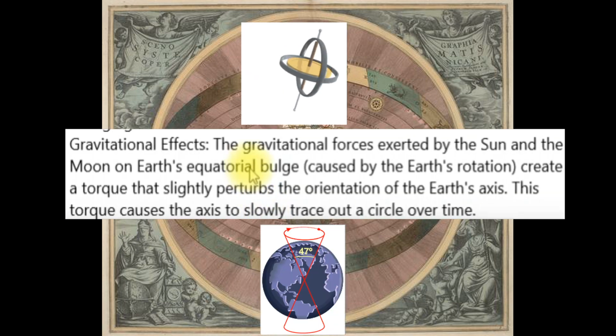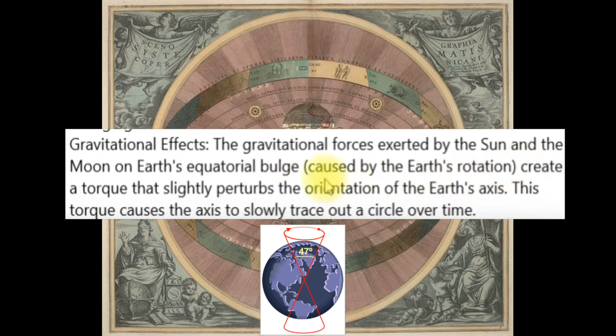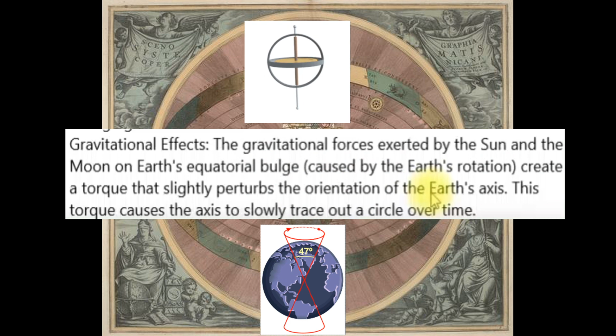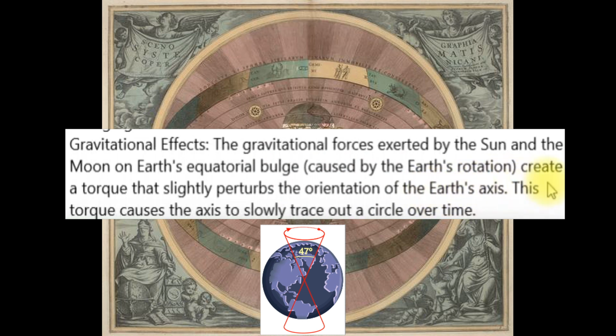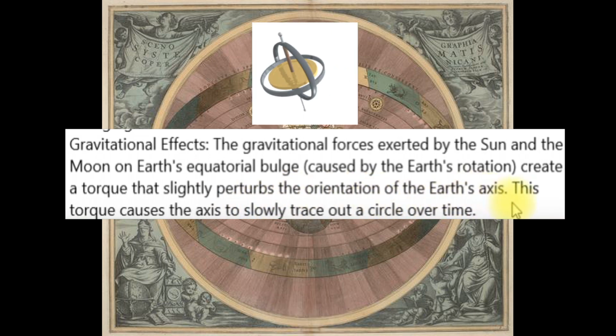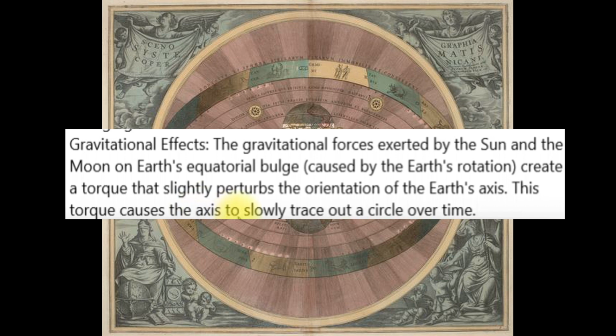The gravitational forces exerted by the Sun and Moon on the Earth's equatorial bulge, caused by the Earth's rotation, create a torque that slightly perturbs the orientation of the Earth's axis. This torque causes the axis to slowly trace out a circle over time.